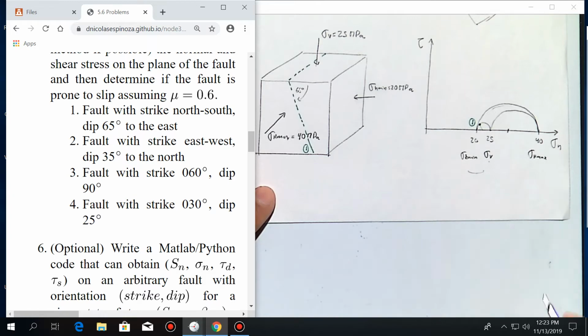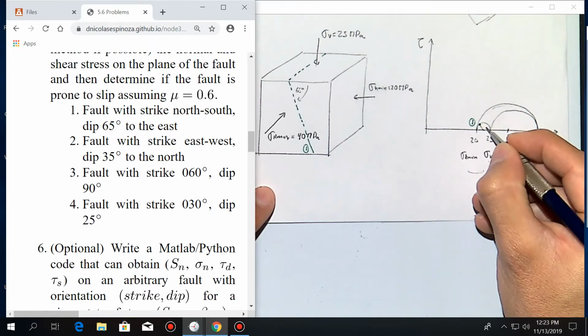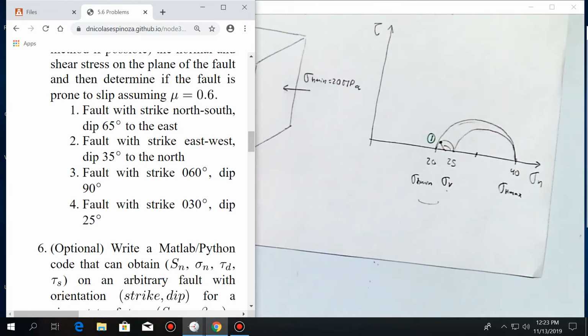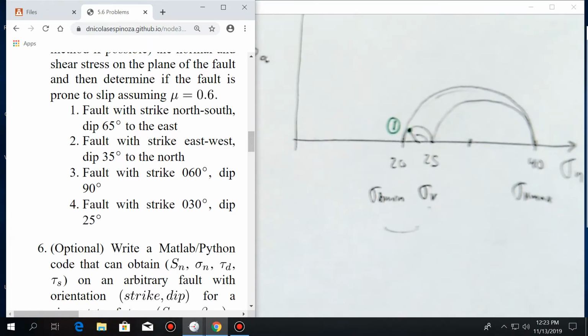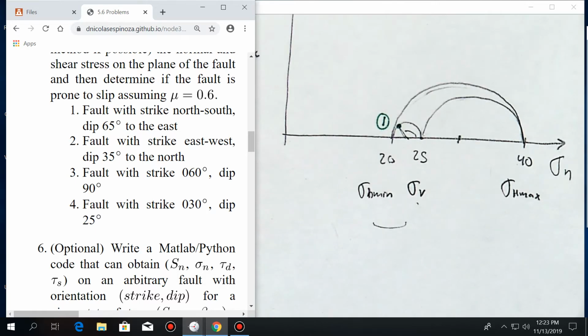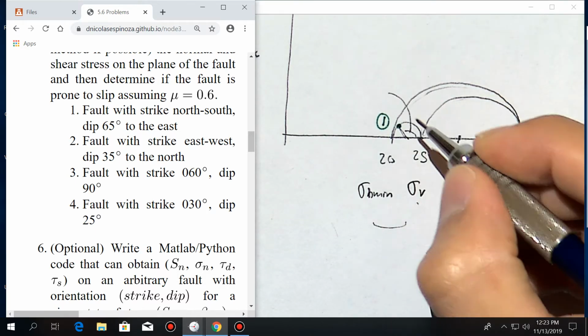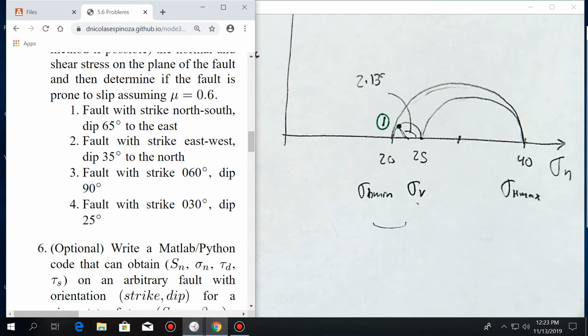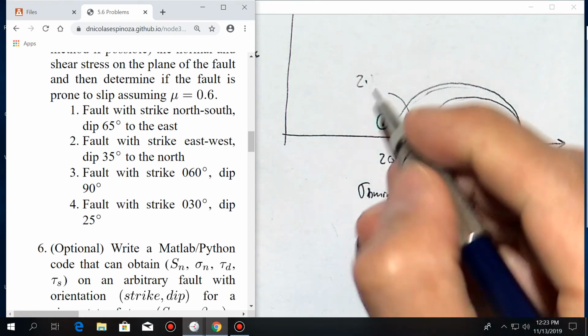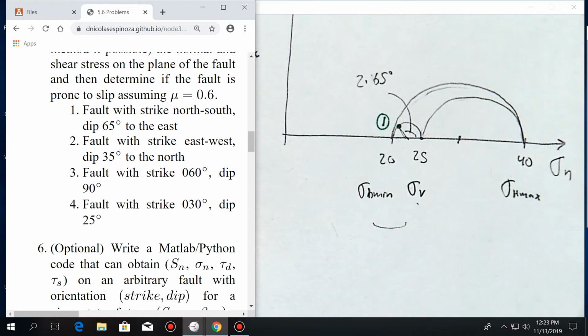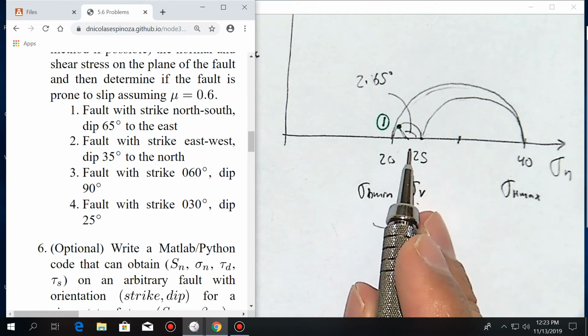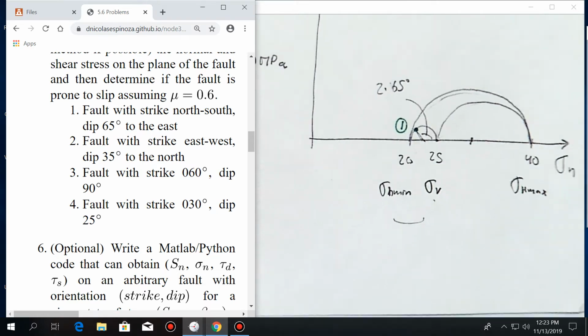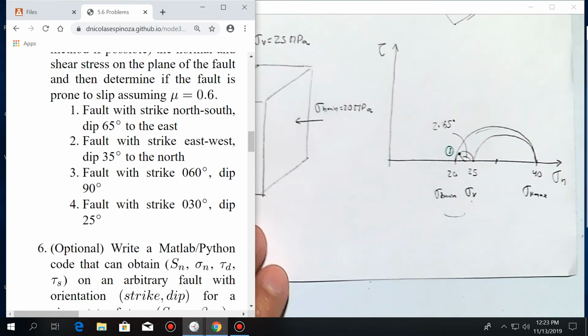And again, this angle over here is 2 times 65 degrees. All right? So you get the center and the radius of this, and then you can calculate that. Let's look at the next one, number 2.